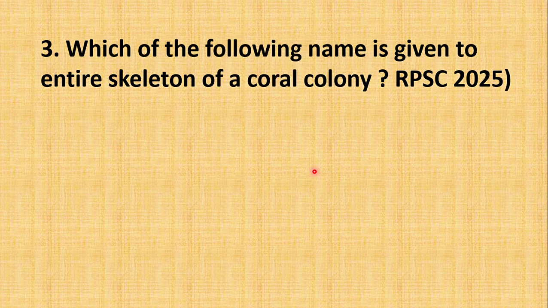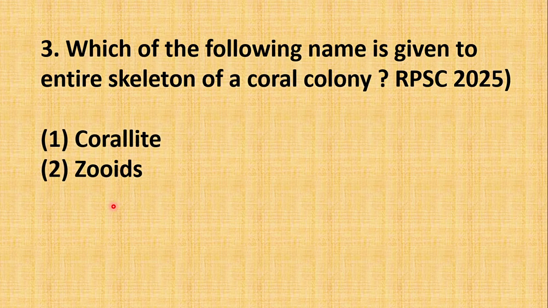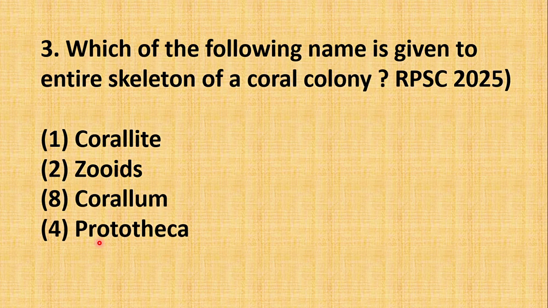Next question. Which of the following names is given to the entire skeleton of the coral colony? Corallite, Zooids, Corallum, and Protheca. So which one is the correct? Correct answer is the Corallum. Corallum is the entire skeleton and Corallite is the individual skeleton of the corals.